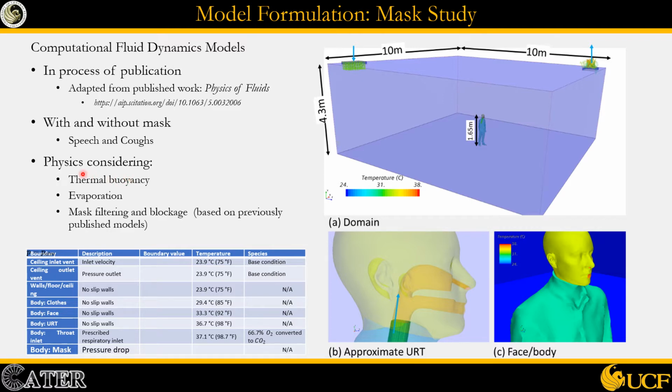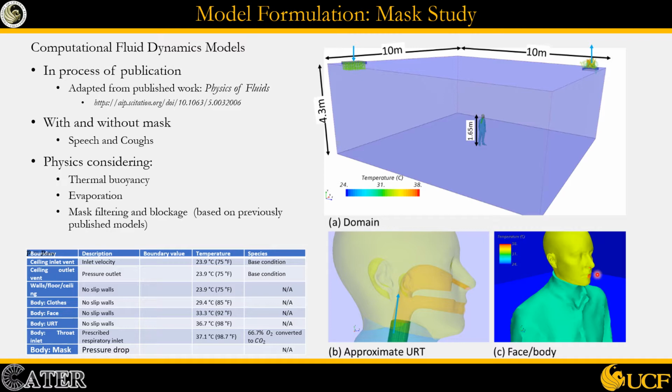There's a lot of things that we could include in the context of a CFD model. Some of the key things that we're including is buoyancy from thermal effects. As you see here, we have a body with various temperatures. It's all colored by temperatures. Your clothes are actually at a lower temperature than your face, and the inner surfaces in your mouth are heated. So we're accounting for all those effects.